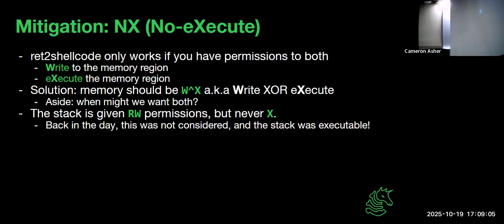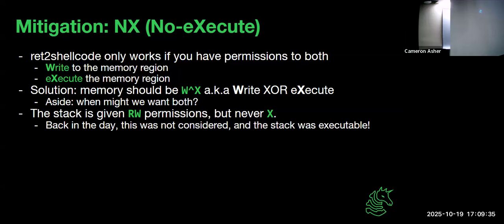So the solution is that memory should be writable and executable. And, as an aside, when might we want both? You want both to be able to write shellcode and actually execute it. What is an example of a legitimate use of this? If anyone has an idea for when you might have write and execute on some memory region. Okay. Anyone? No. All right.